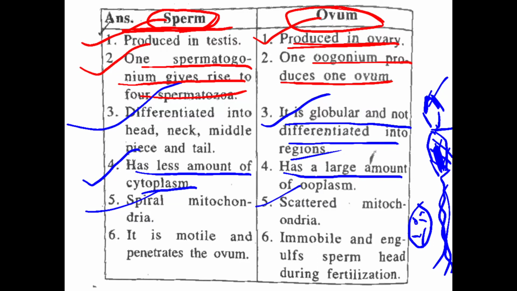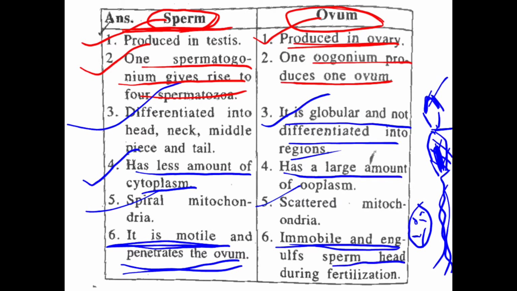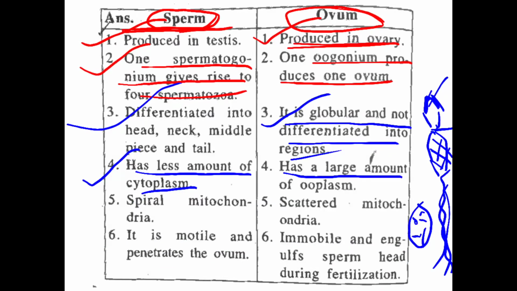This is another point. And sperm is motile. I have already told you that sperm is motile and ovum is immobile, and sperm penetrates the ovum for the fertilization. Okay, and during fertilization the egg engulfs the sperm head. You can use an easy word: the egg receives the sperm for the fertilization. Okay, this is all about your difference between sperm and ovum.